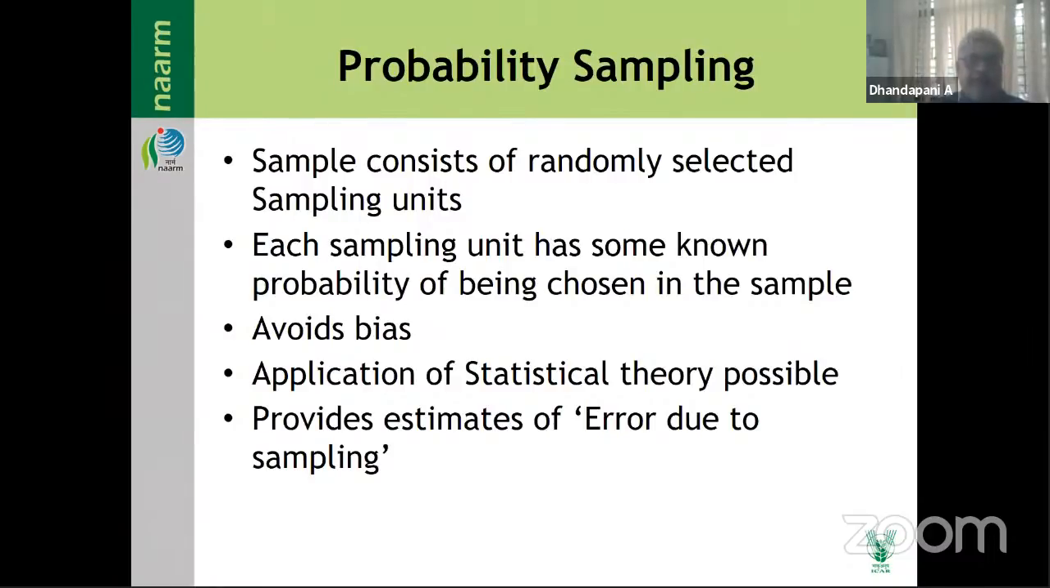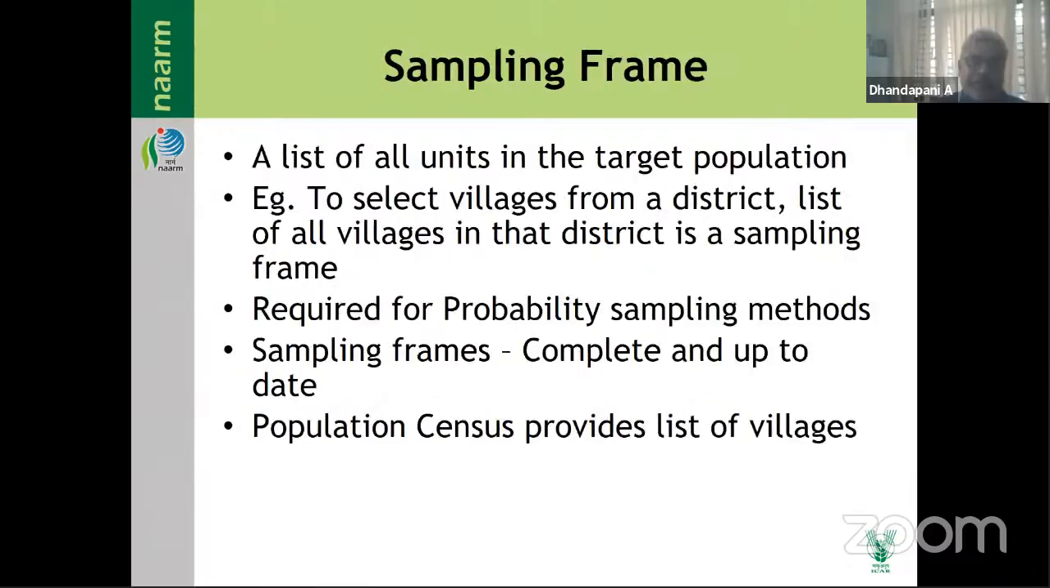The other reason is that if you do not include randomness, then you cannot apply various statistical theory. If you want to apply statistical theory, you need a random sample or a probability sample. And the last reason is that it can produce estimates of what is called sampling error, or error due to sampling. That is the reason why we go for probability sampling. All these three things are not possible with a non-probability sample.